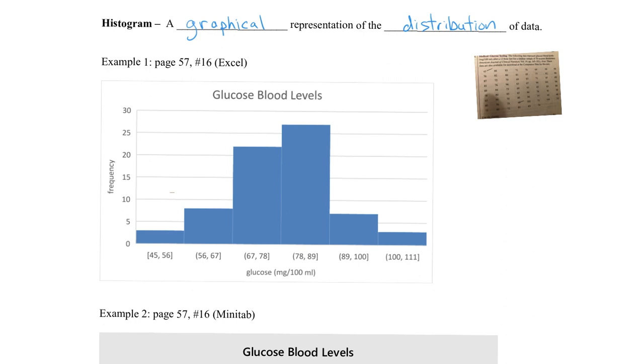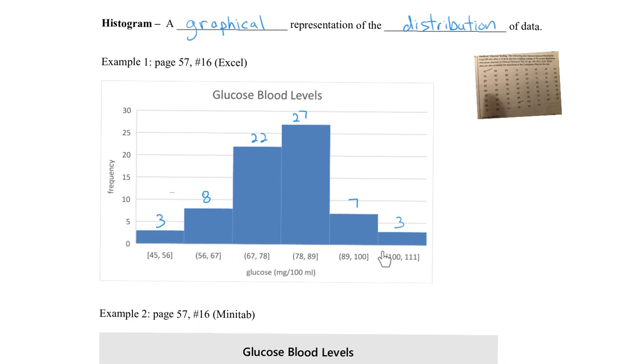And then here's how we read this. We've got a frequency here, and this is actually a 3. So what that means is in this pile of numbers that we had, the 70 numbers, 3 numbers are between 45 and 56. Since sometimes these are not real easy to see, I'm just going to write the numbers up here: 27, 7, and 3. And the way Excel splits these up, we have what are called classes.